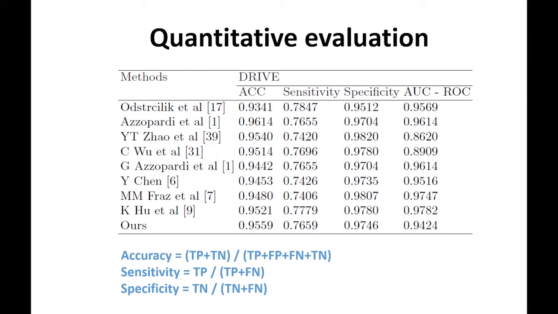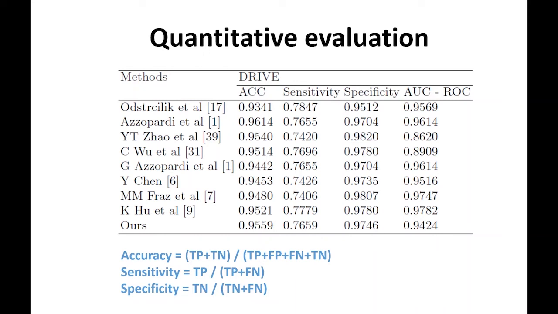Finally, this is the quantitative evaluation of our model. We use 4 metrics to evaluate our model, which are accuracy, sensitivity, specificity, and AUC-ROC. And there is the formula of each metric. Accuracy and AUC-ROC are very authoritative and intuitive indicators in classification algorithms, which can evaluate the effect of the segmentation.